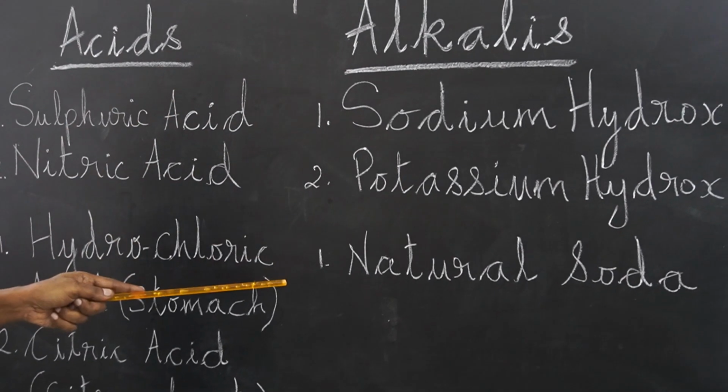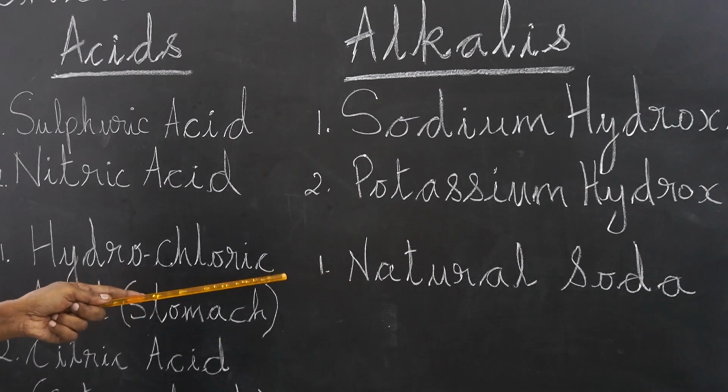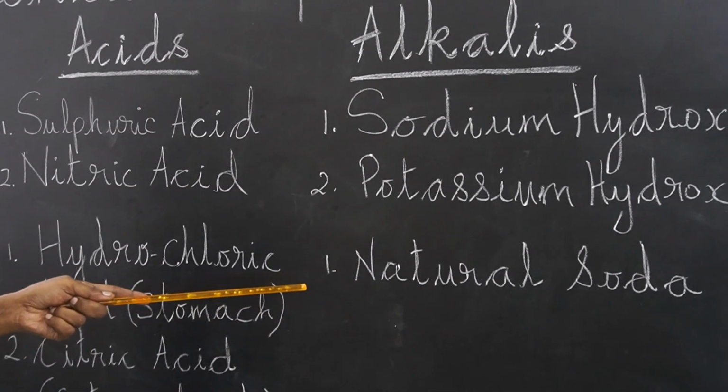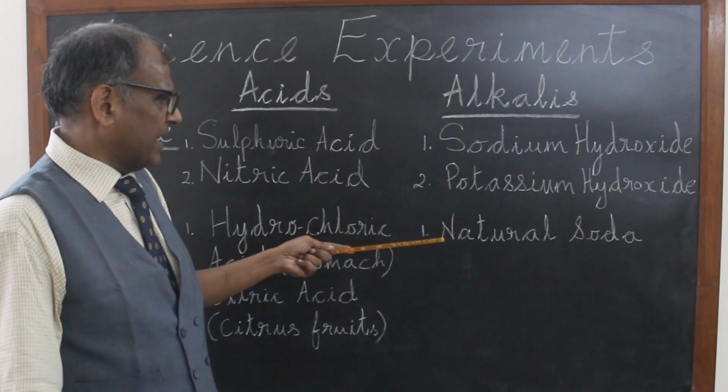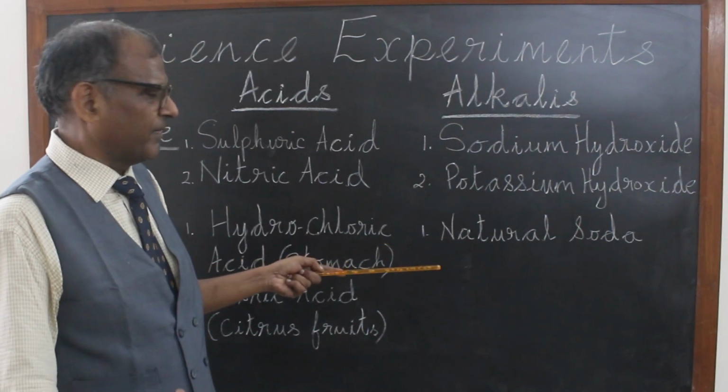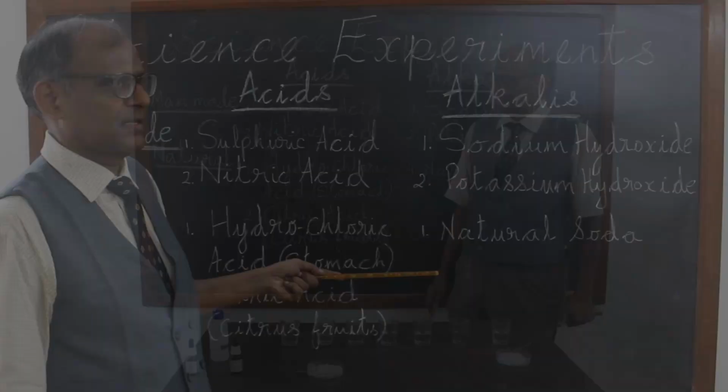A natural alkali, the most important one is natural soda, which is used for cooking purposes. It's also called baking soda or sweet soda, and it's used in the production of items like dhokla or idlis.